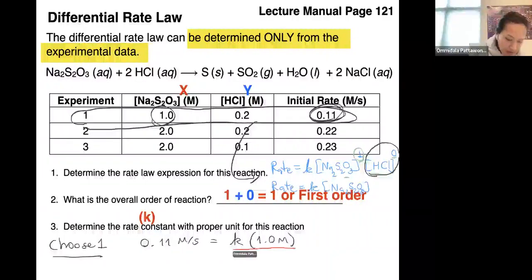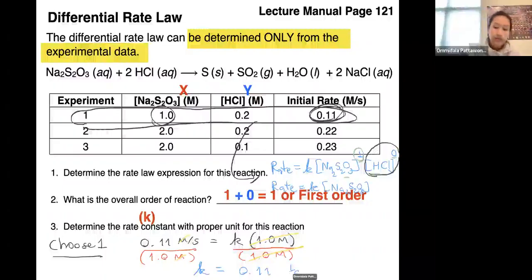I'm going to divide both sides by 1.0 molar. You're going to see that the molar concentration will cancel out. So in this case, your k value comes out equal to 0.11 per second. That would be the correct value of k and also the proper unit for k as well.